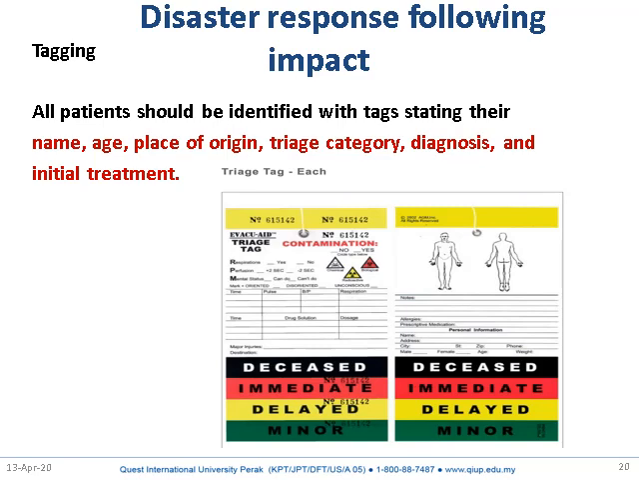Yellow can be delayed, not very serious. Can be delayed for 1 day, 2 days, 1 week also, no problem. They can have delayed treatment. So medium priority. Then minor. Green color means very minor injuries, so they can be sent home. They are ambulatory. All patients should be identified with a tag stating their name, age, place of origin, triage category, diagnosis, and initial treatment given.